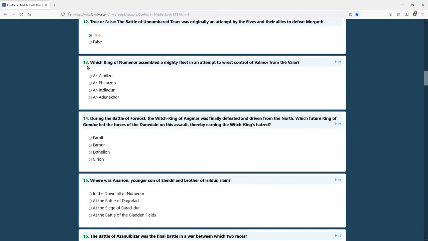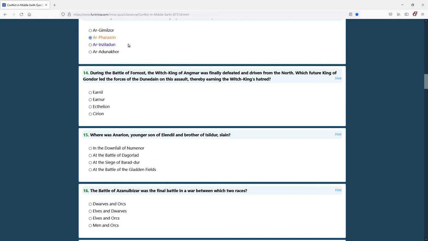Number 13, which king of Númenor assembled a mighty fleet in an attempt to wrest control of Valinor from the Valar? Gimilsûr, Ar-Pharazôn, Ar-Inziladûn, Ar-Adûnakhôr. And it's the second one. Yeah, we saw it before. The last one, as far as I know. I'm not sure, but I think it's Ar-Pharazôn.